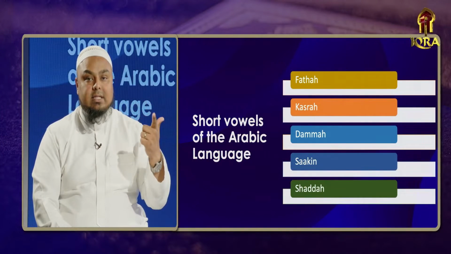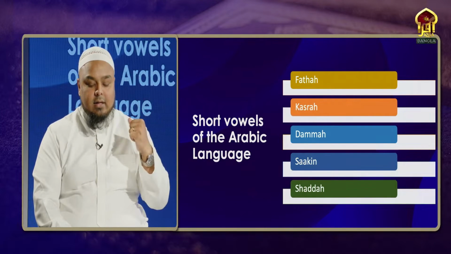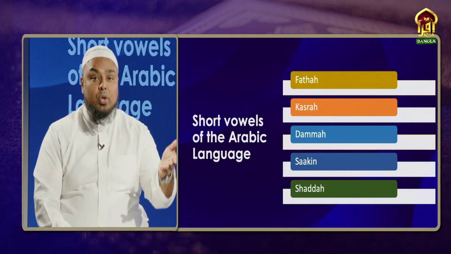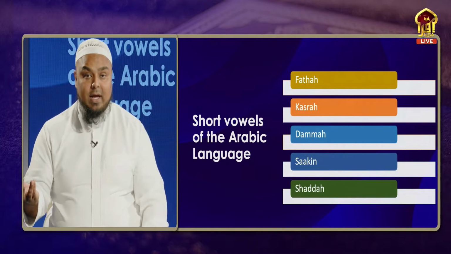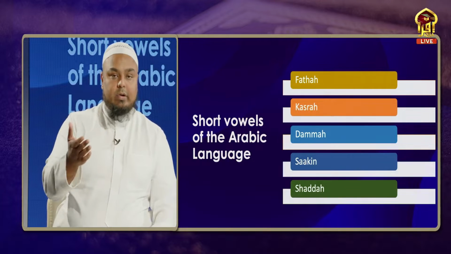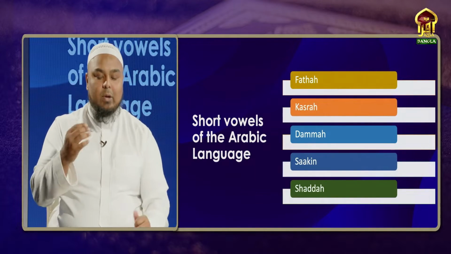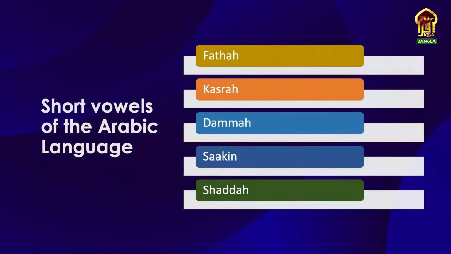So we have fatha, kasra, dhamma. Then we have something known as sakin. Some of you may know it as sukoon, others may know it as jazm. Okay? But it's called a sakin or a sukoon. I will explain each of these short vowels in detail as we go on, inshallah. But I want you to memorize it as the first stage. And the last thing that we have is called the shadda. So we got 5 things.